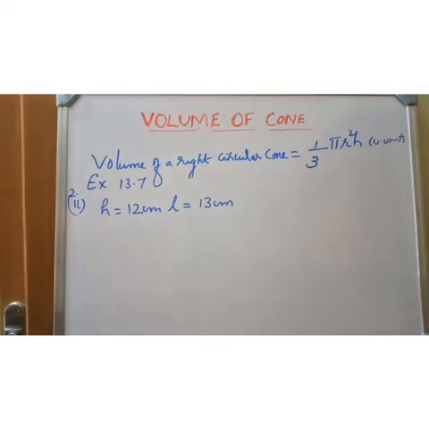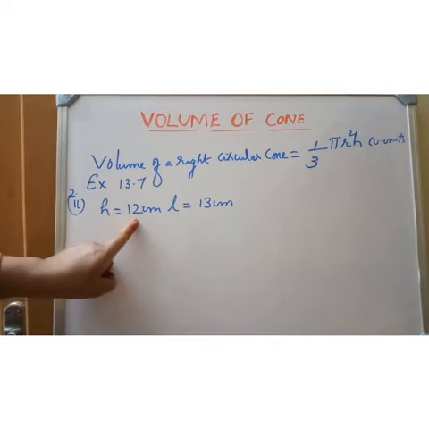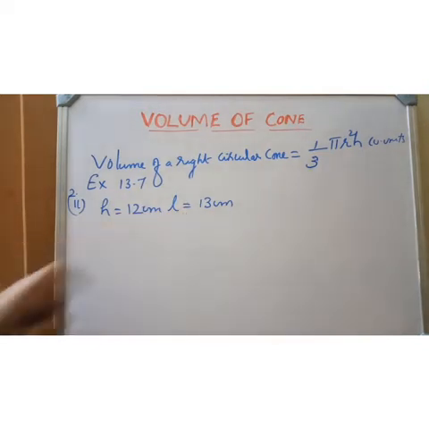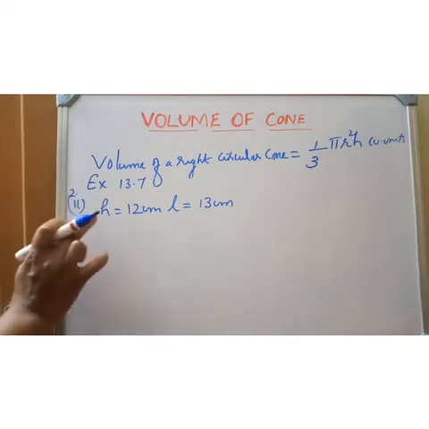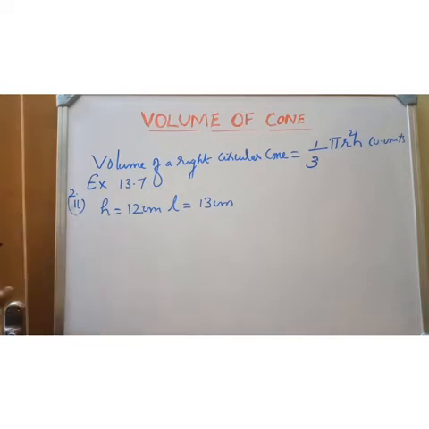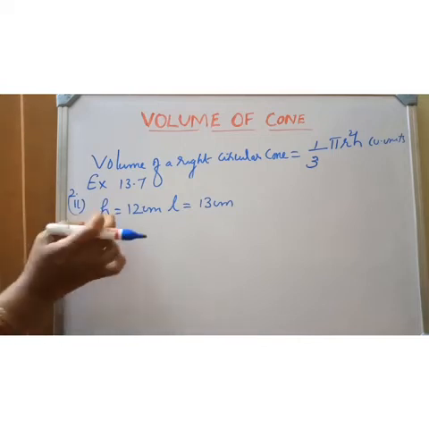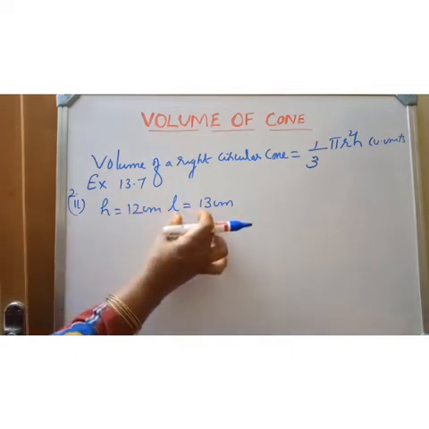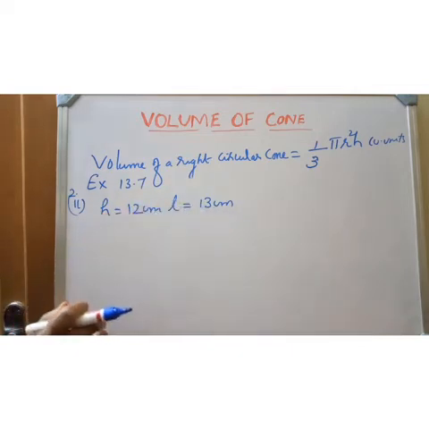Let us see the second Roman second question. Find the capacity in liters of a conical vessel with height h equal to 12 centimeter and slant height equal to 13 centimeter. So for finding the volume of a cone, we must know the values of radius and height. Here radius is not given directly, isn't it? Instead of radius, they are given the height and slant height. Okay. So first what value we must find out? We must find out the radius value.